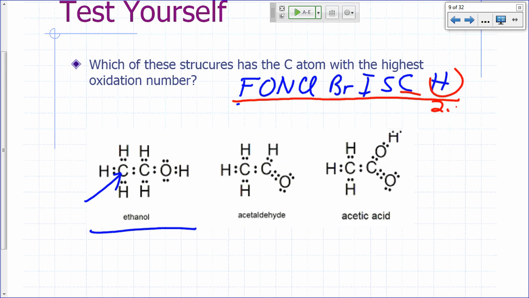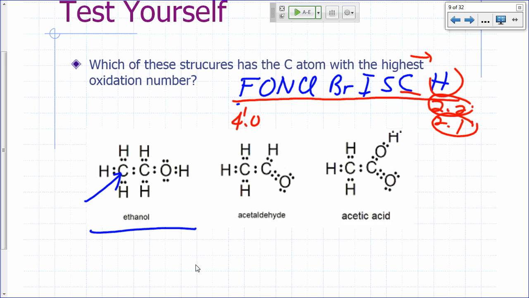This is 2.2 or 2.1 depending on which textbook you're looking at. I think Pauling's original number was 2.2, but in 1961 he changed that to 2.1. And fluorine, of course, is 4.0 on that scale. So those are the most electronegative atoms. So carbon is more electronegative than hydrogen.